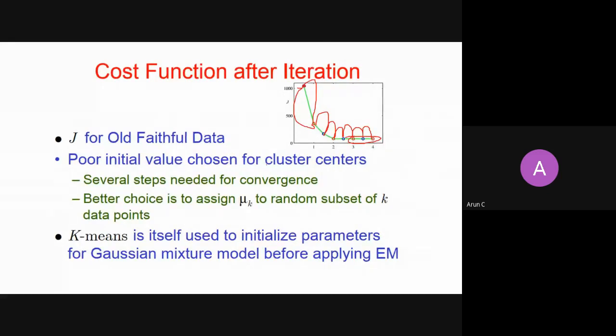This is k-means clustering. You might have seen it many times. Are there any questions so far, till here?